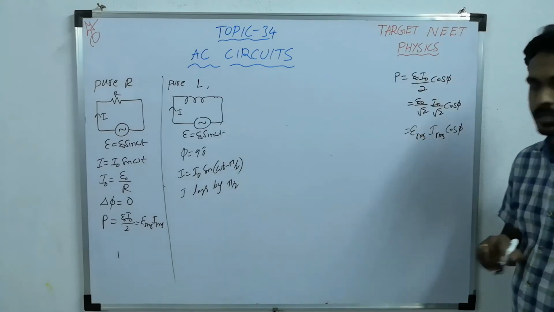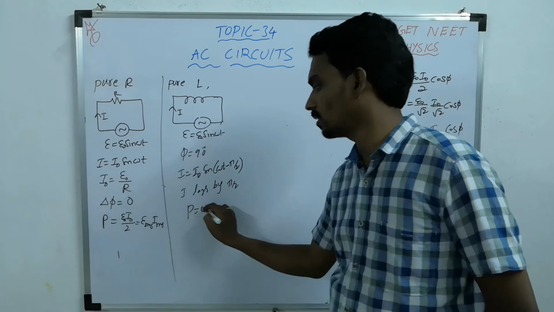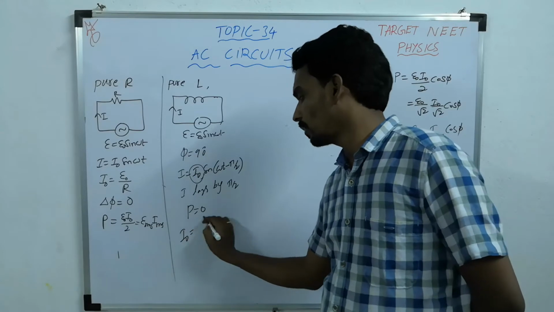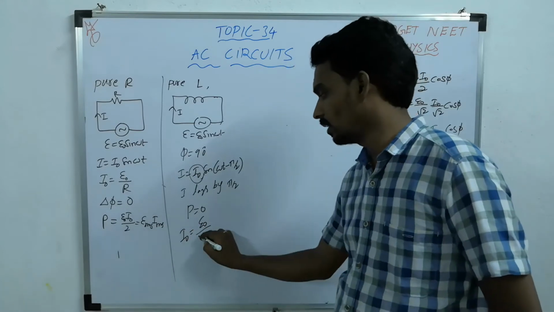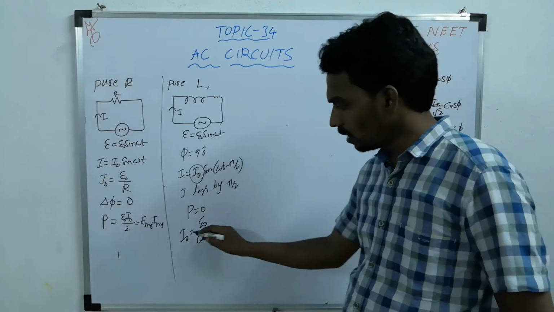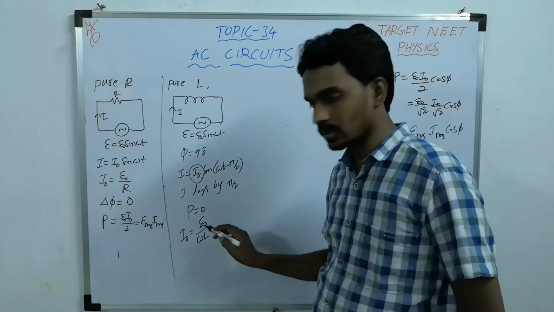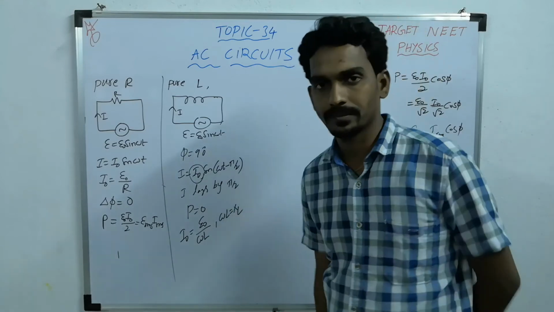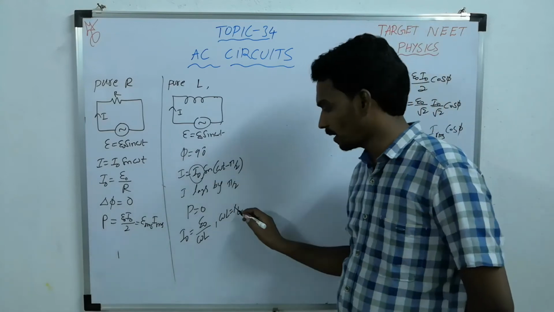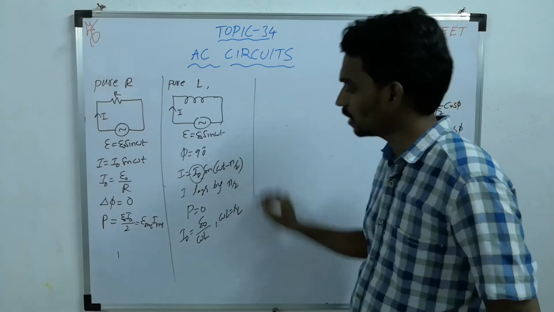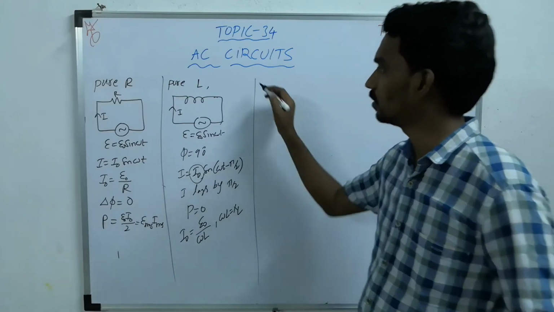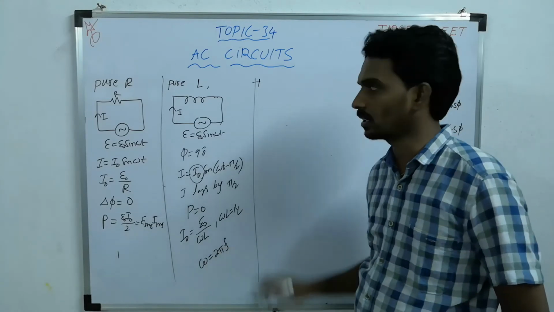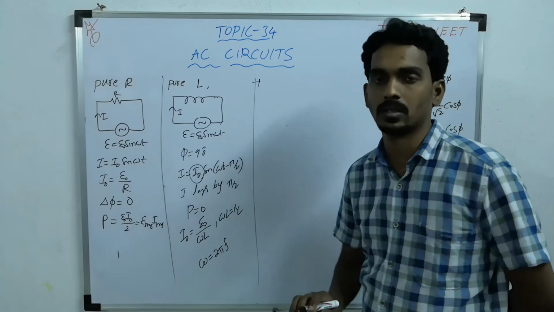So cos 90 is how much? 0. Then the average power is 0. And what is this I naught? The amplitude is epsilon naught divided by omega L. Generally current is EMF by resistance, and in the place of resistance, this omega L is called XL, the resistance of the inductor, which we name the reactance. Always remember omega is 2 pi f, where f is frequency, because most of the time they will mention frequency only.